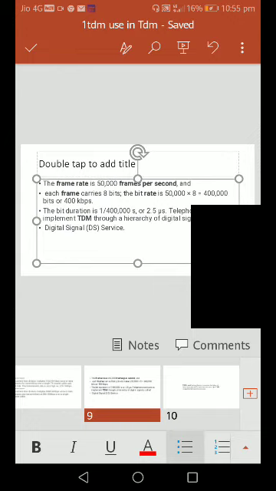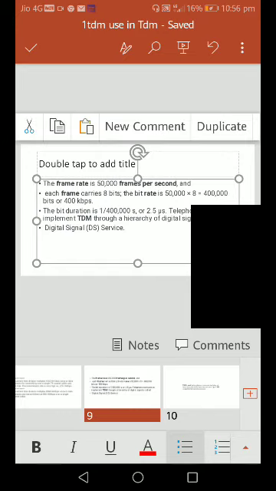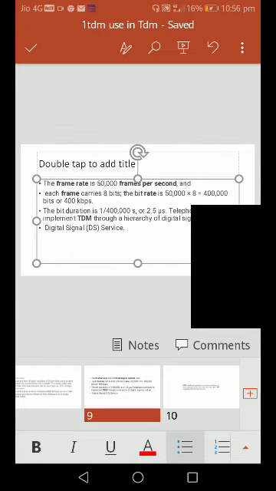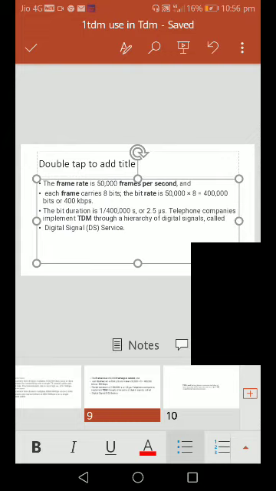This is the way we find out the bandwidth of a signal from the bit rate. You can find out the frames. For example, if it is 1000 frames per second, and each frame carries 8 bits, then the bit rate is 8000, that is, 8 kilobits per second.